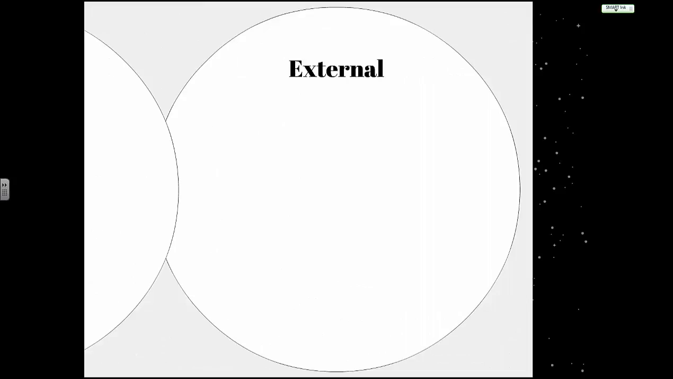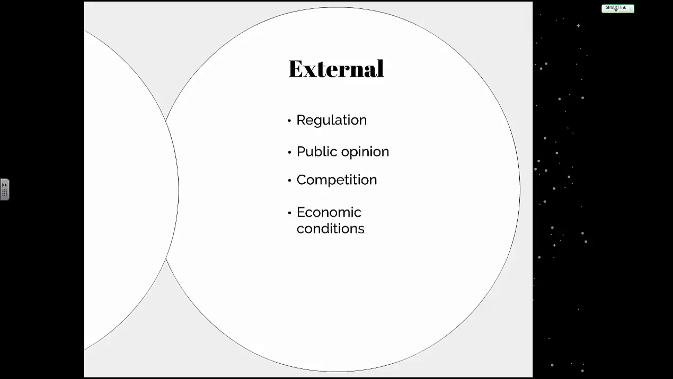External constraints include regulation, public opinion, competition, economic conditions, and marketing systems. On your own time, think about ways that each one of these areas might constrain an insurance company and keep them from achieving their goals.